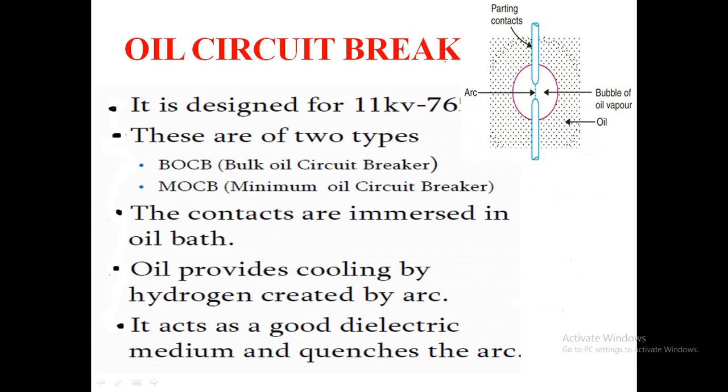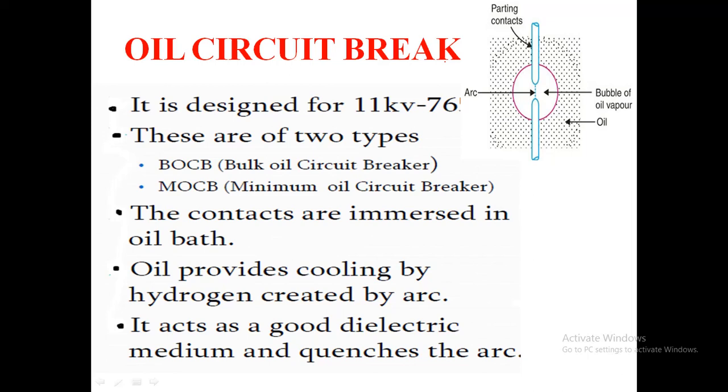Next is your oil circuit breaker. Here it is mainly designed for 11 to 76, and the main contacts of the circuit breaker are separated in oil, and bubbles of gases are formed, which prevent the restriking of the arc after the current reaches the 0 point.